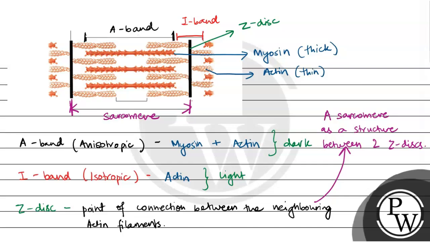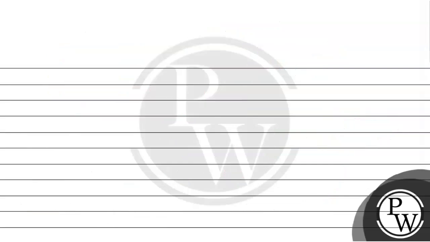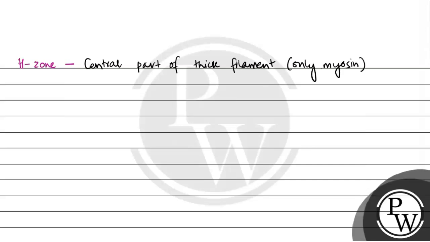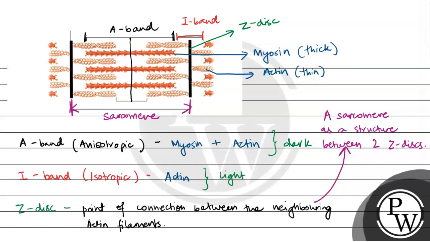Moreover, there is another unit called the H zone. The central part of the thick filament which only contains myosin. H zone जो होता है सिर्फ इस वाले रीजन को बोला जाता है जहाँ पे एक्टिन प्रेजेंट नहीं होता, जस्ट मायोसिन प्रेजेंट होता है. सो दिस इज द H zone.